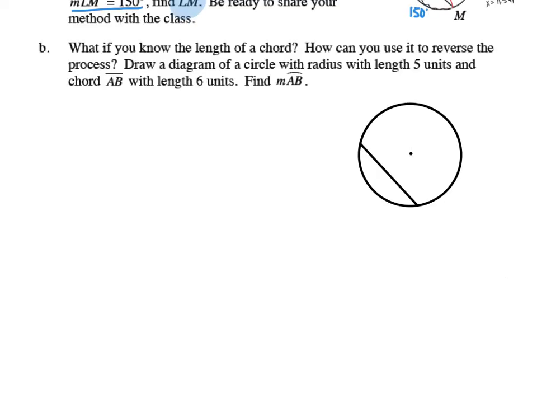Now we're going to reverse the process and use knowing the length of the chord to try to find the angle measure. So in this case, I know that the radius has length 5 units and the chord has a length of 6 units. This time I'm asked to find the measure of arc AB. So what I really need to find is this central angle here, and then I know that this arc will have the same measure.